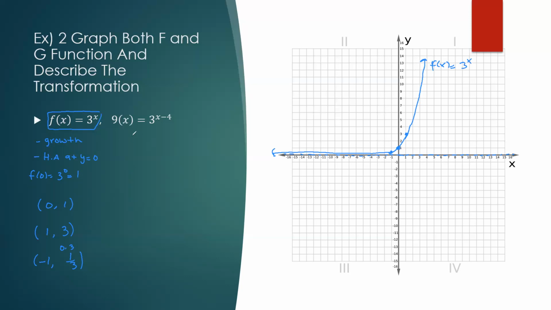Okay, now let's do this one. So what's the difference? They have this x minus 4. So what does that represent? It represents a horizontal shift of 4 units to the right. That's it. We don't have a vertical shift, so that means our horizontal asymptote is still at y equals 0. And we still know the base is 3, so we know it is a growth.